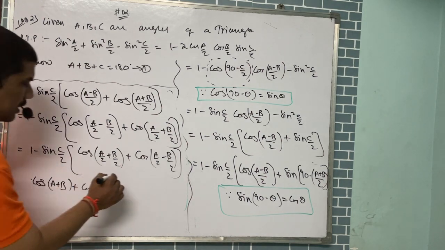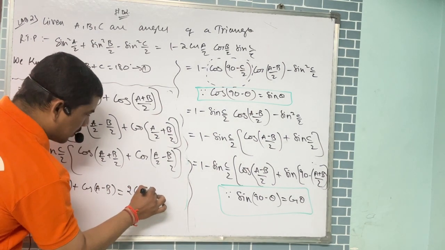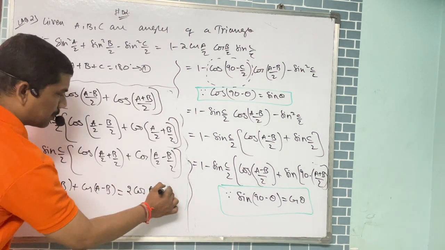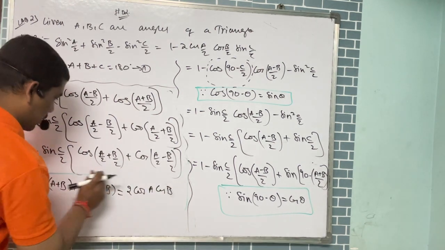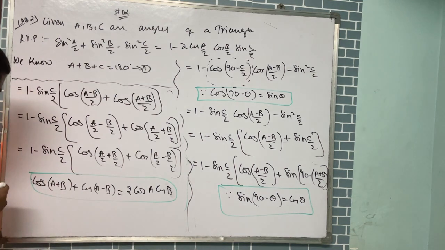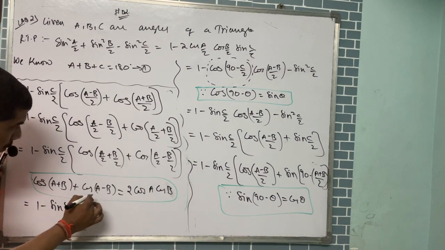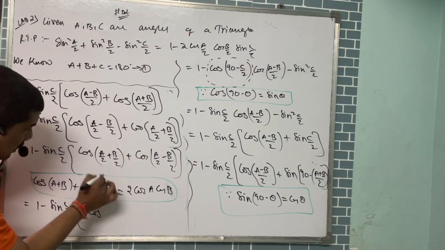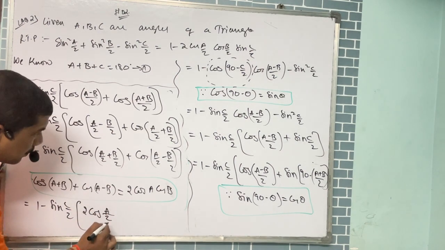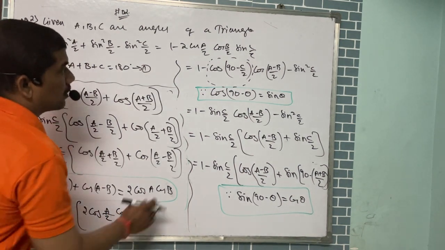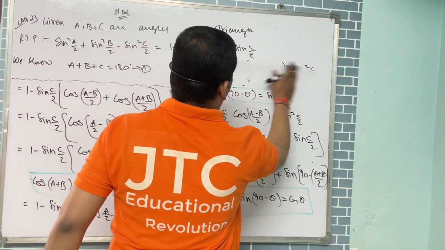So what is the formula for that? 2 cos a cos b is the formula. Right. So I should apply this same formula here. 1 minus sin c by 2, 2 cos a, 2 cos a. What is our a? A by 2. Cos b. What is our b? B by 2. Right. Okay everyone?